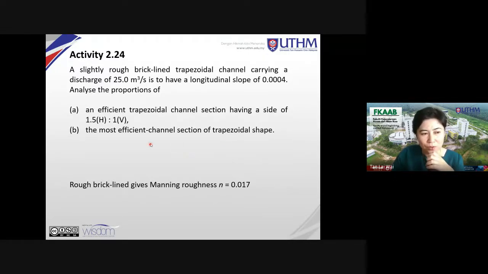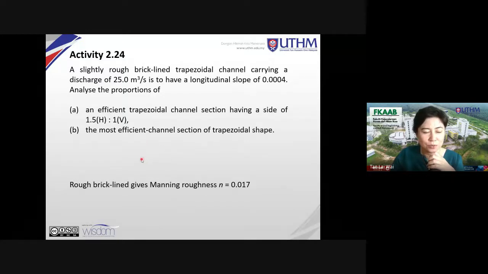So you are given the choice to choose any side slope. Of course, we are going to choose the most efficient side slope, which is z equals 1 over square root 3. Last week, or last Sunday, we showed that the most efficient side slope would be 1 over square root 3.